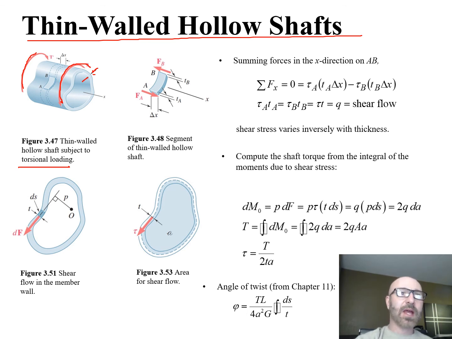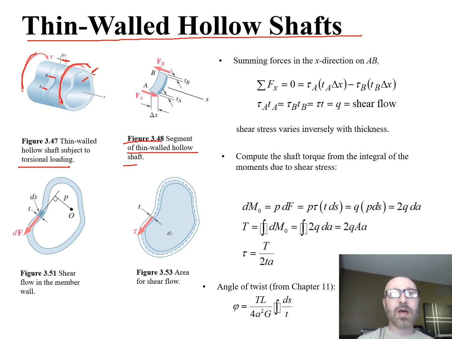So we can see we have from A to B right here, we have element AB right there, and it's some width right here of a delta X. Then we can see we move that element over here to figure 3.48, zoom in and out a little bit. This is a segment of that thin-walled hollow shaft, the area of interest right there.